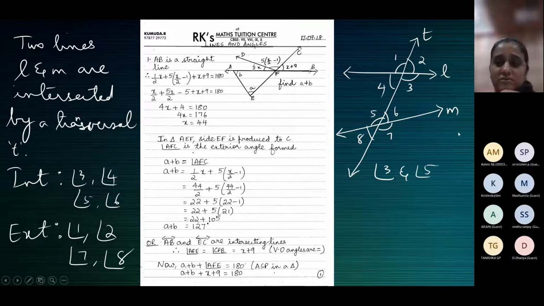Ma'am, they are actually alternate interior angles, ma'am. Irrespective of being parallel or not parallel, they are alternate angles. Then what is the difference? If they're parallel also, they are called alternate interior angles. If they are not parallel also, they are called alternate interior angles. And what's the difference?